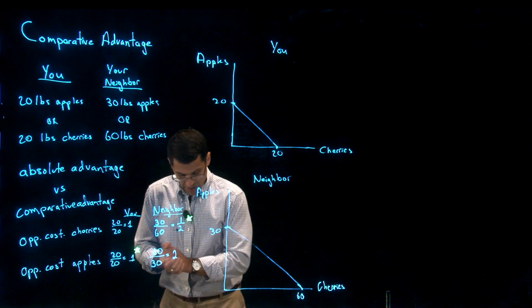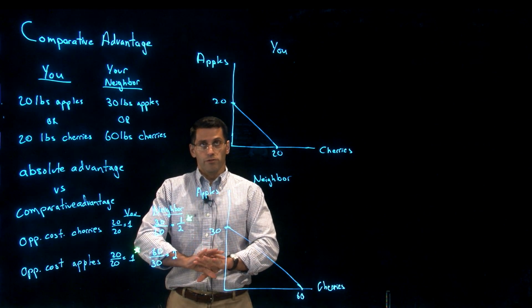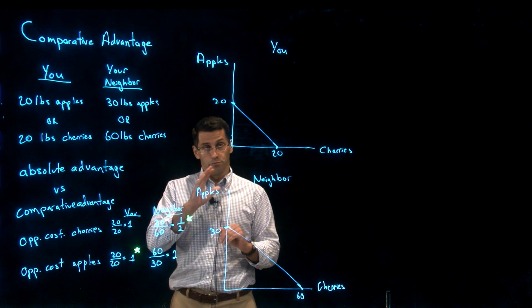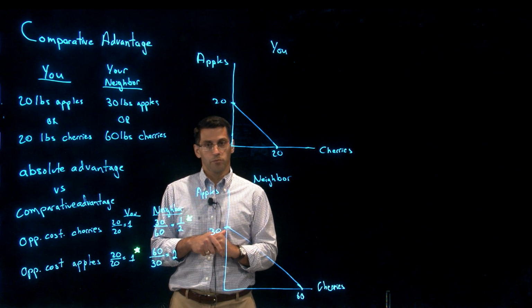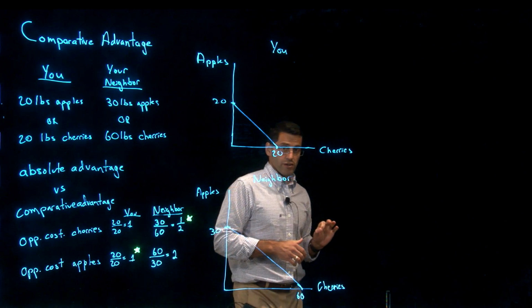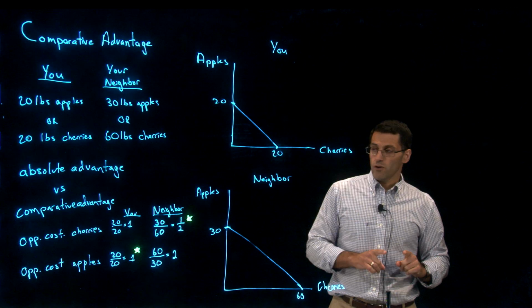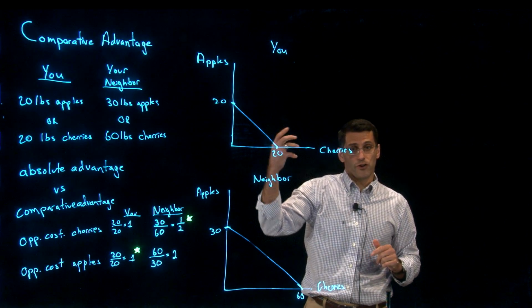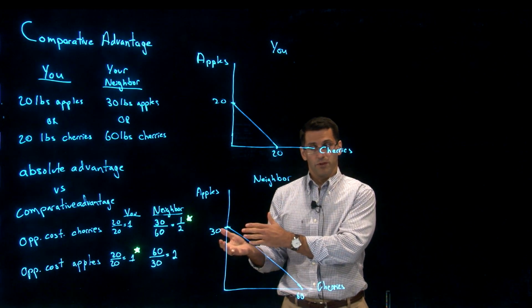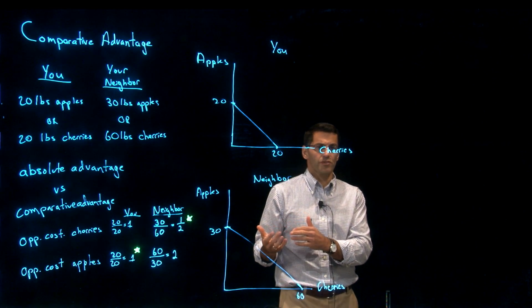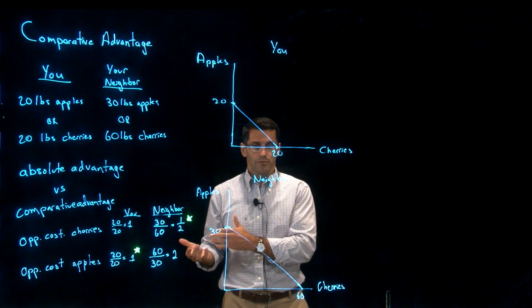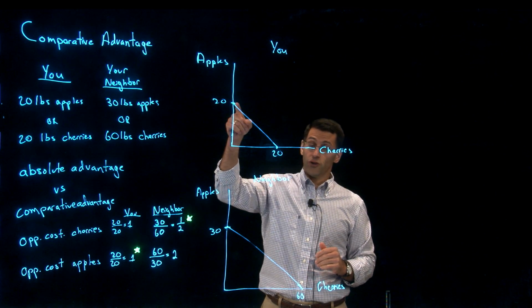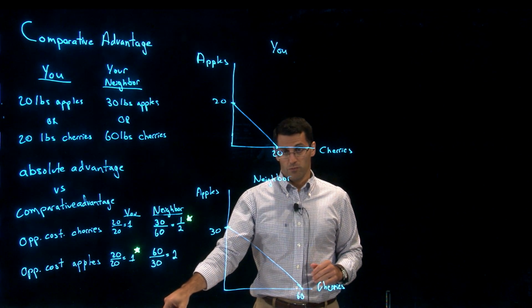So for the sake of this example, let's start off with a case where you're not trading with your neighbor at all. You're just picking all the apples and all the cherries you're going to consume. That's an important thing to keep in mind here. Without trade, the only combinations that you can consume are those that are on your PPF, or of course inside of the PPF, but as we already discussed previously, those points are inefficient, right? So you could consume on any point on your PPF because you can produce on any point on your PPF.